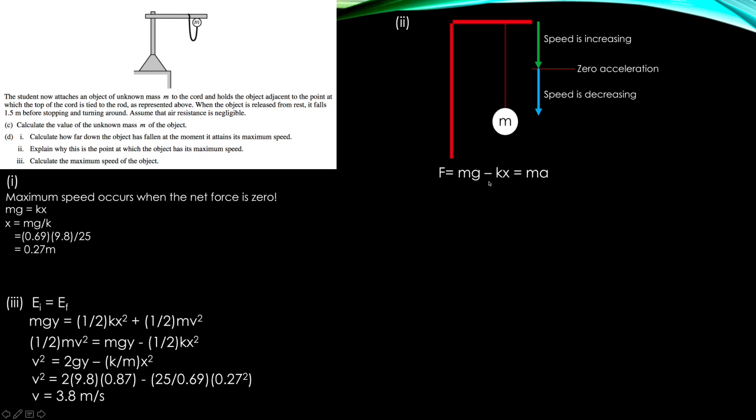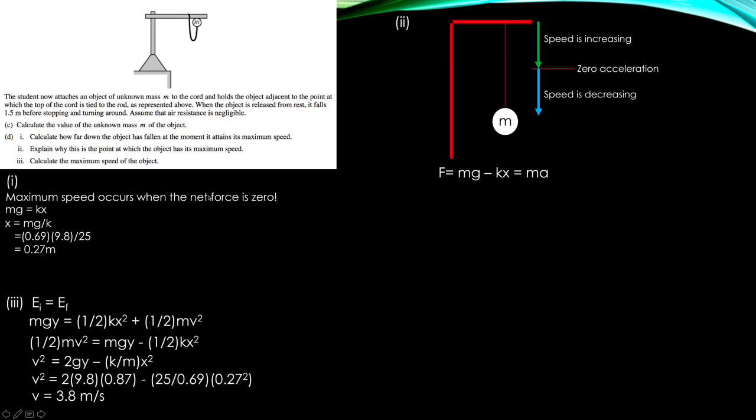And we can take a note of this. mg is positive here and kx is negative because ma is pointing downwards, mg is pointing downwards. So mg is in the direction of ma, so we're going to take the downwards direction as positive. And then kx, since it's opposing the motion, that's minus kx.